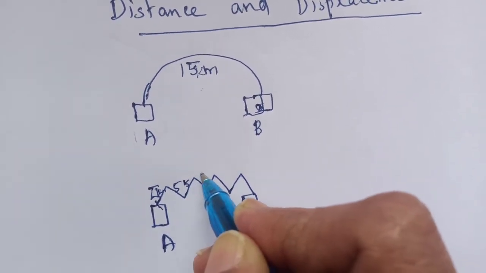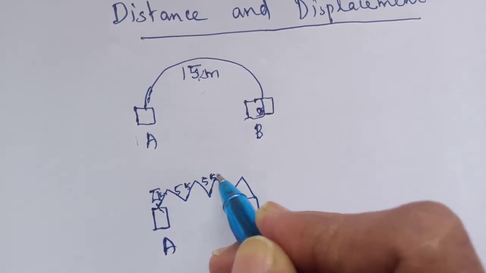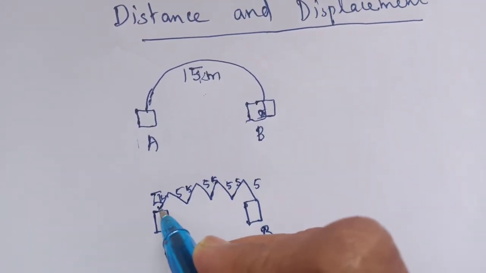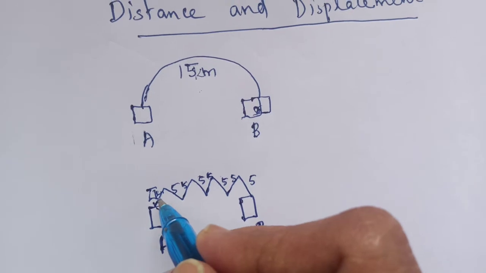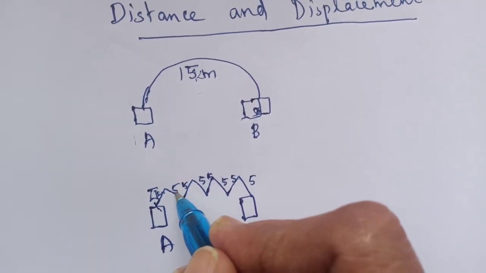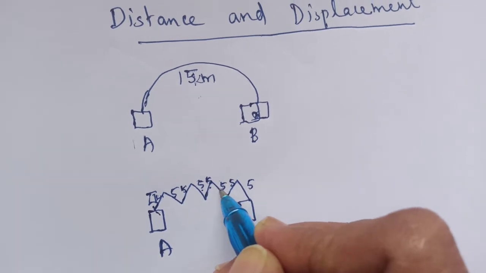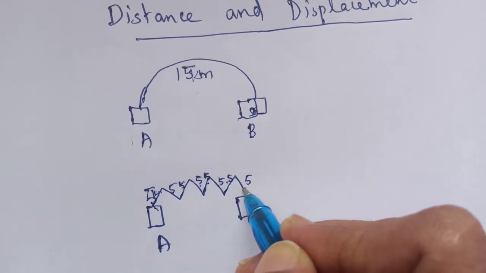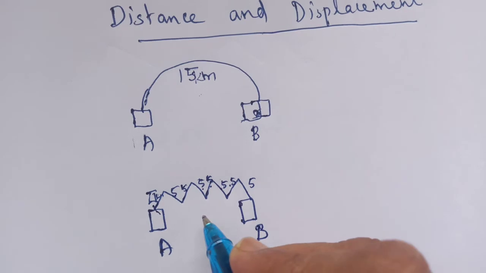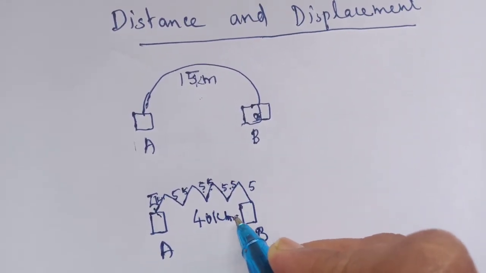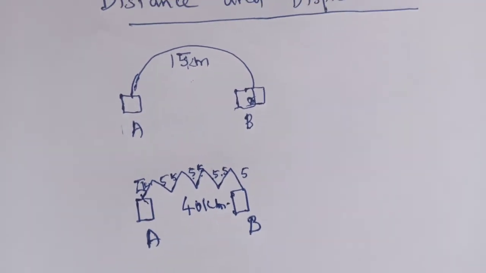Here also 5, 5, 5, 5, 5, 5. Every zigzag point is 5. That is 5, 10, 15, 20, 25, 30, 35, 40. The total is 40 kilometer. This is also another distance.